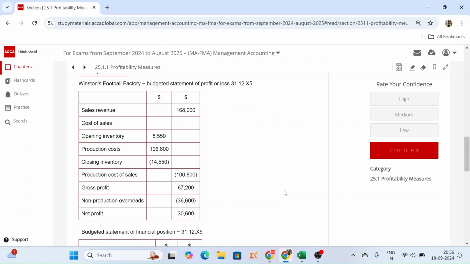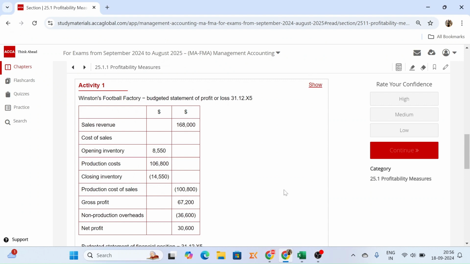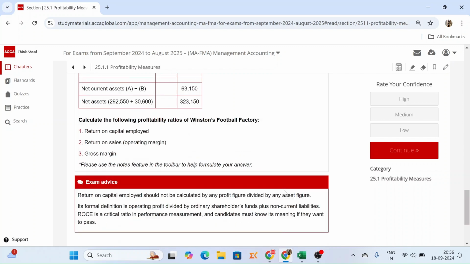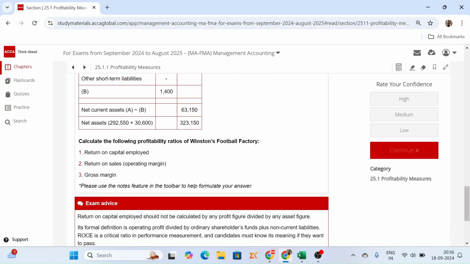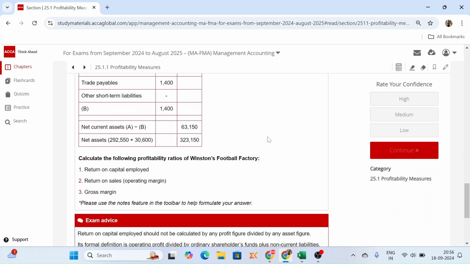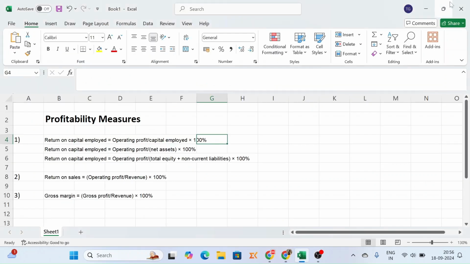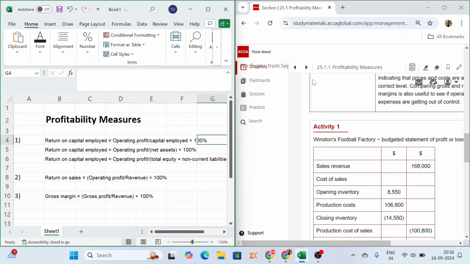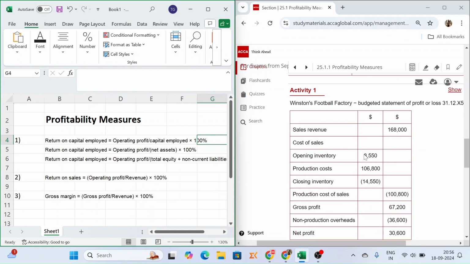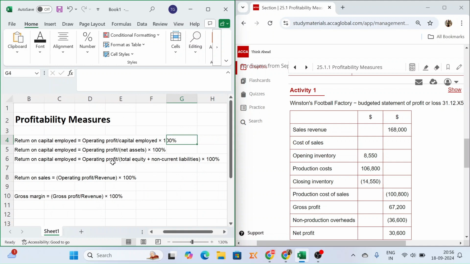Now, on the study hub, we have activity 1, which is going to help us understand how exactly we calculate these ratios. So the requirement over here is to find out the three ratios which we have just learned. So the very first one is about the return on capital employed. So let's also have our Excel sheet open side by side. All right, so here we can see all of the figures. Now, the very first ratio which they want us to calculate is the return on capital employed. Formula is right over here in front of us.